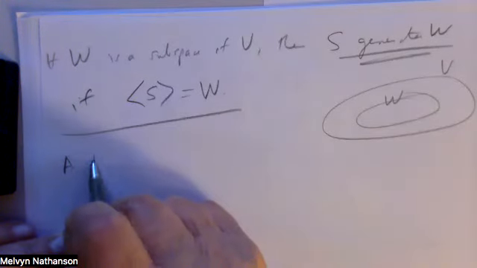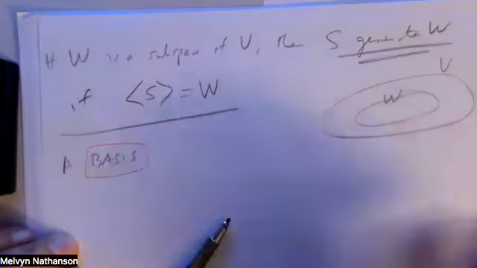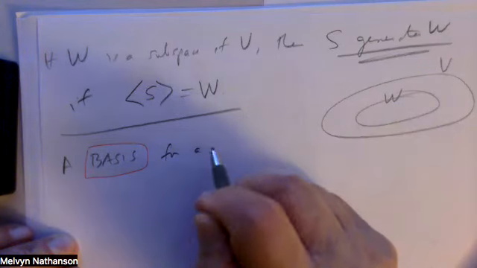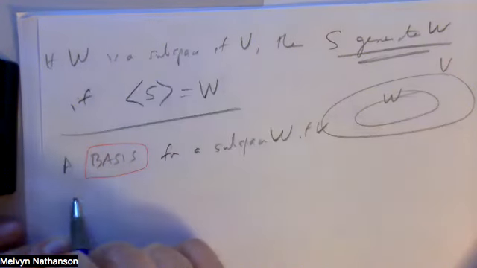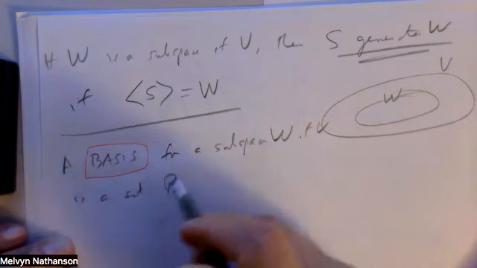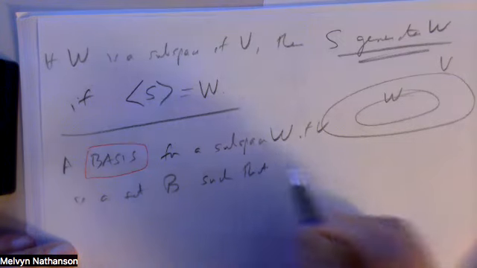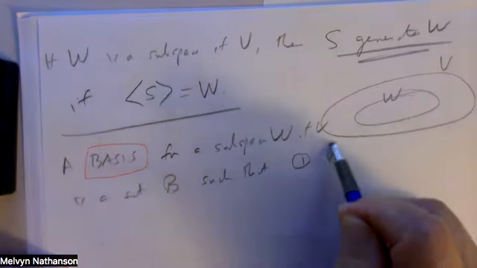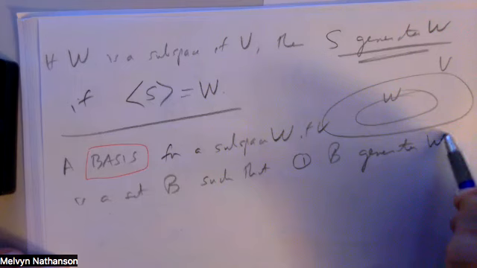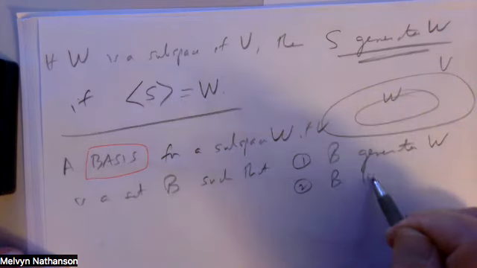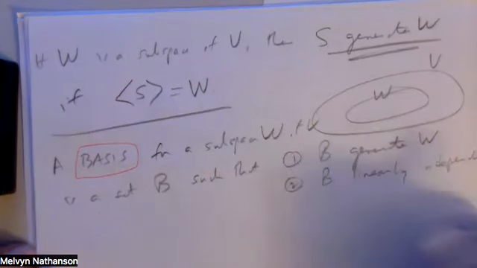But a basis, so this is the important word, a basis for a subspace W of V is a set B such that B generates W and B is linearly independent.